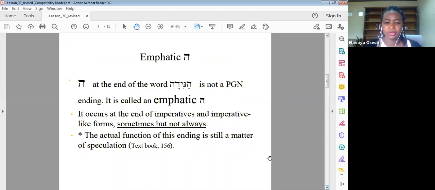So it occurs at the end of imperatives and imperative-like forms, sometimes but not always. So it is not that it will always appear. But it is usually there. But this is usually just to express maybe more emphasis or something like that. Okay?